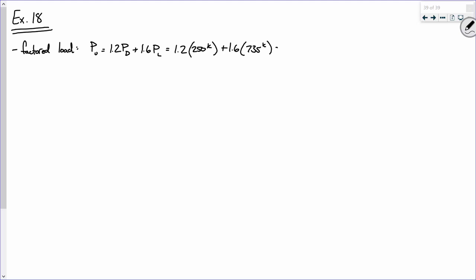All right, factored load. PU equals 1.2 P dead plus 1.6 P live equals 1.2 times what? Times what? Is 735? And what do we get?